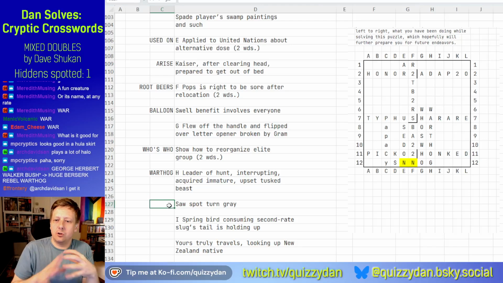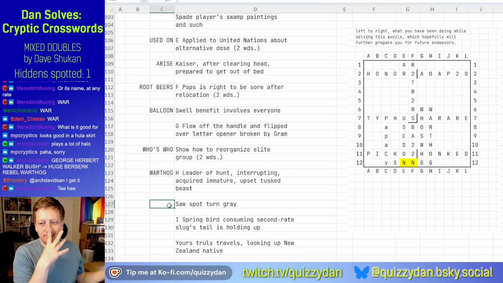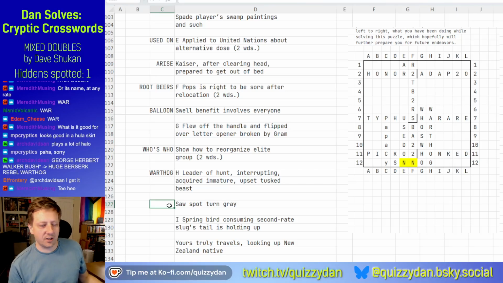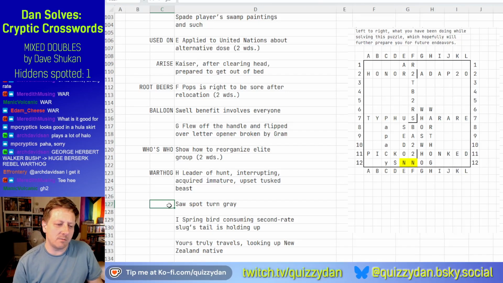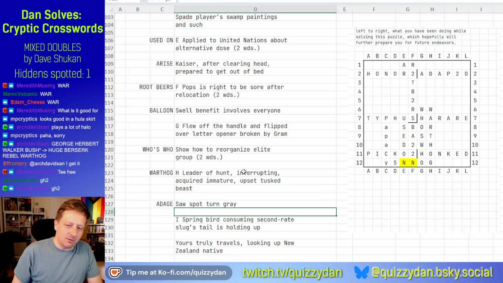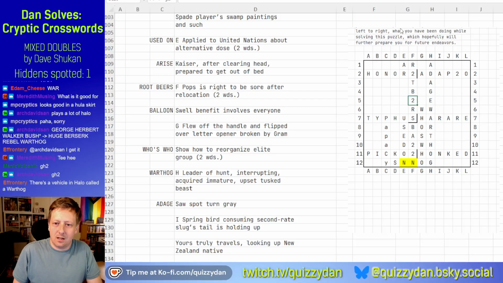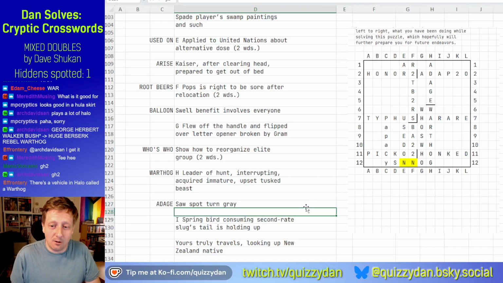Saw spot turn grey. That's an anagram. Plays a lot of Halo. Why would... I don't get it. Anyway, you can tell me in a minute. Saw. Spot is an ad. Turn grey is to age. You get an adage. That's just going to go in there. And we can now plop you in. There we go. There was a vehicle in Halo called a Warthog. Yeah, I would have never known that. Okay, there you go.